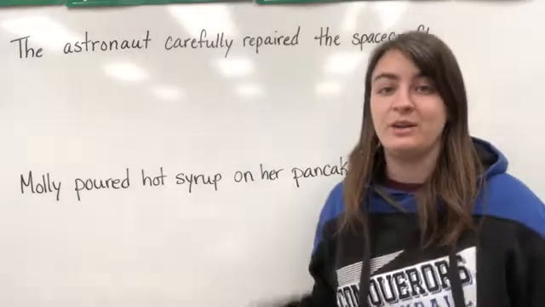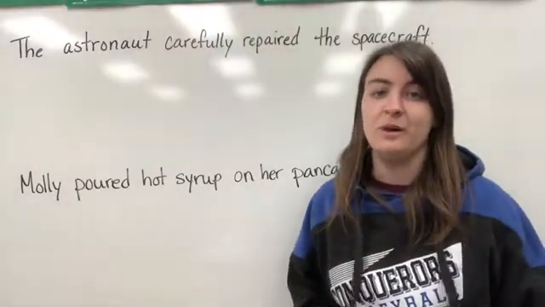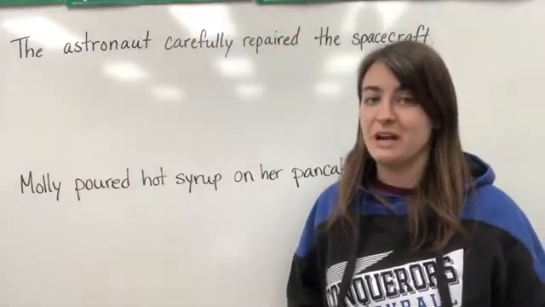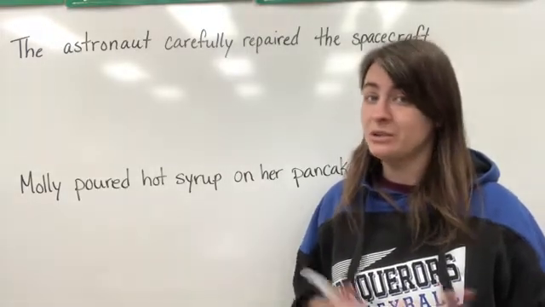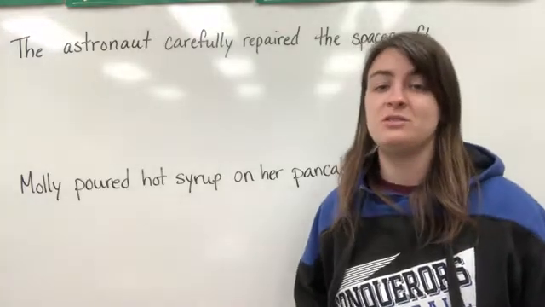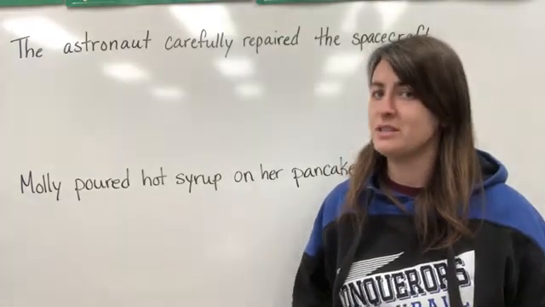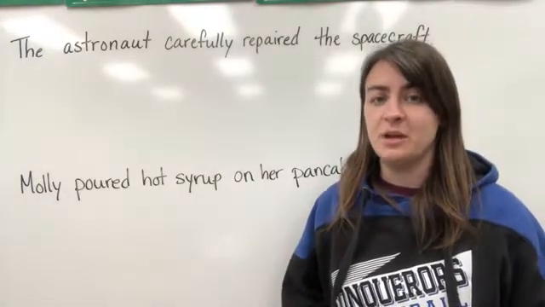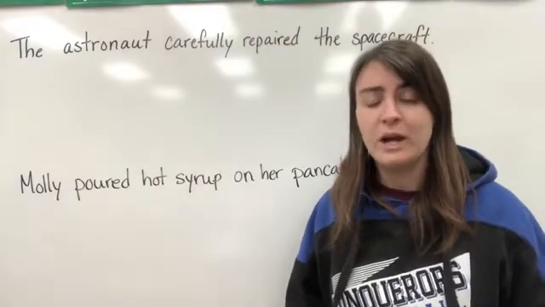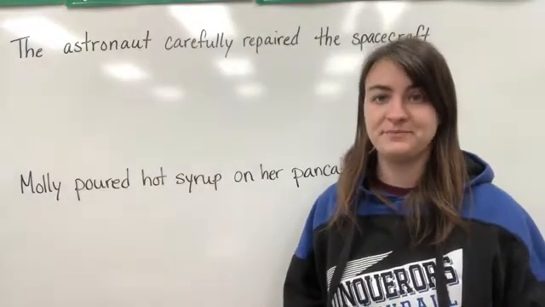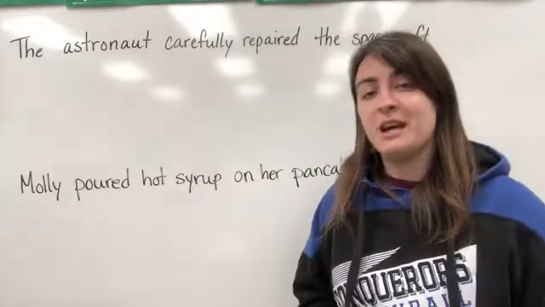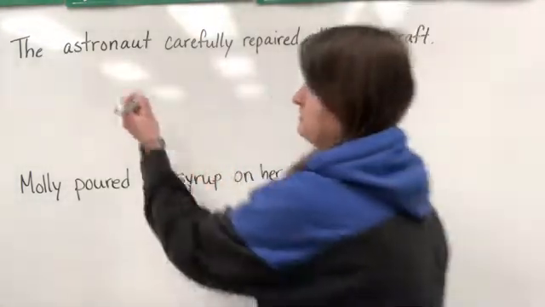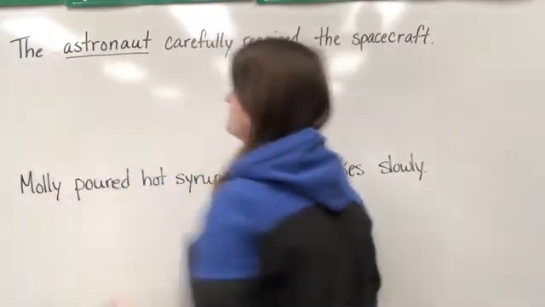So to start off with, we need to find the subject and verb of this sentence. Just like we do with any other sentence, whether we're diagramming subjects and verbs, adjectives, or now adverbs, we have to start with the subject and verb. So as you look at this sentence, what is the subject of this sentence? Who or what is this sentence all about? That's right, the astronaut. So we're going to underline astronaut once. Nice, neat underline underneath astronaut.